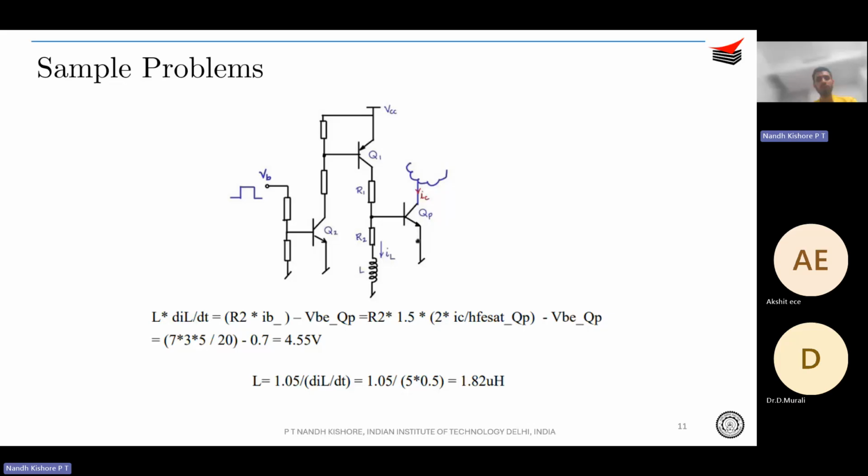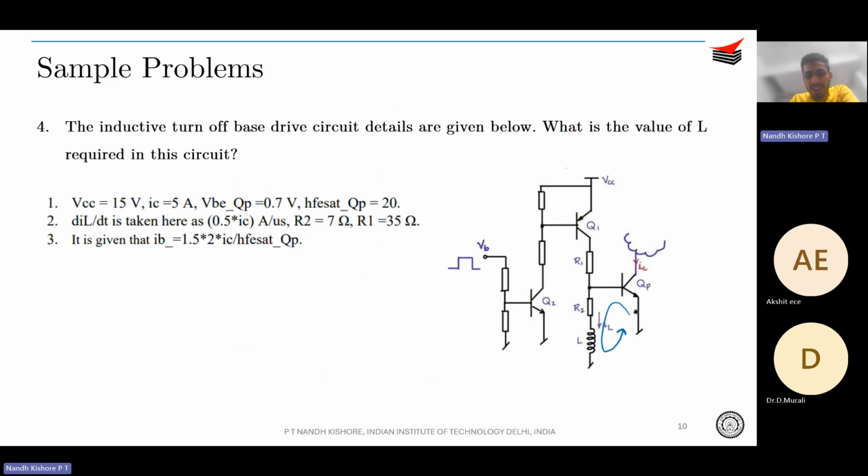See what we have done over here. That is L dIL by dt, if you take the polarity something like this. So again, you need to identify under what condition this L is going to come into play. They have already given that it's a turn off base drive circuit. From the lectures also you can understand that. So obviously the current is going to be IB minus, right? So you have IB plus and then IB on and then IB minus.